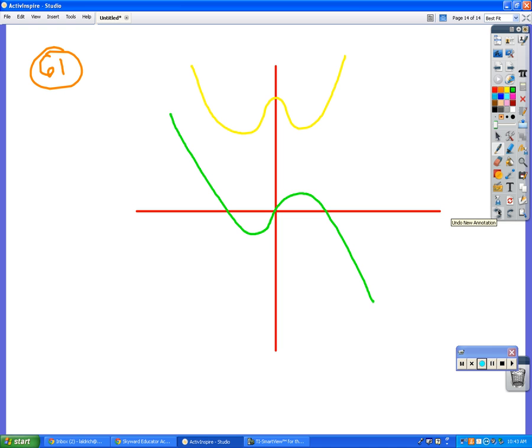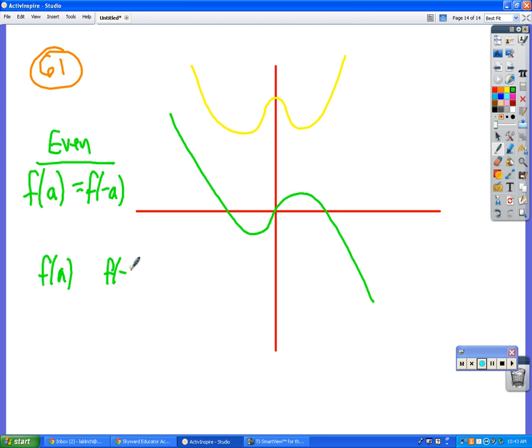Okay, 61, say whether they're odd, even, or neither. So we talked about on Friday, I think it was, that if you plug in f of a and you plug in f of negative a and you get the same answer, what's true about the graphs? Then those would be even. And if you plug in f of a and then you plug in f of negative a and you get the opposite answer, then that means that your graph is odd, okay?